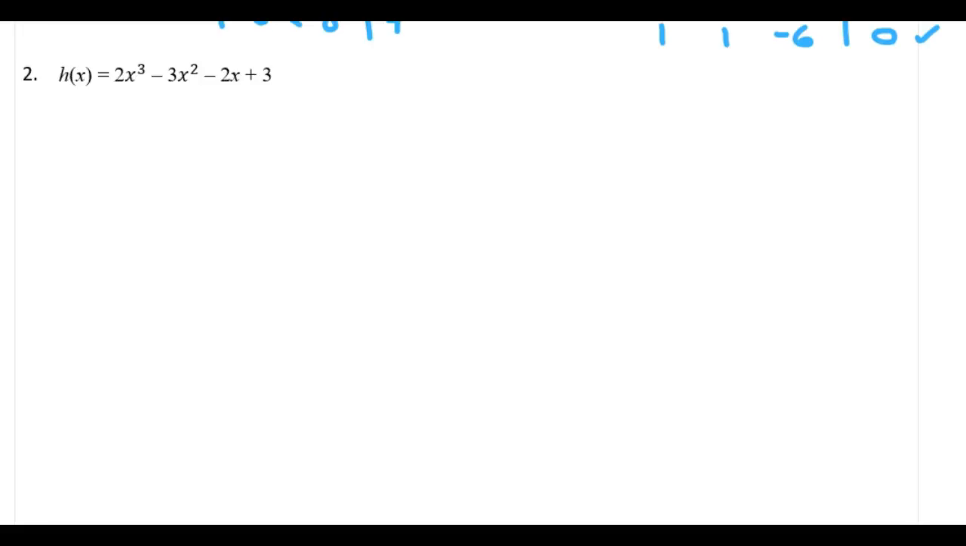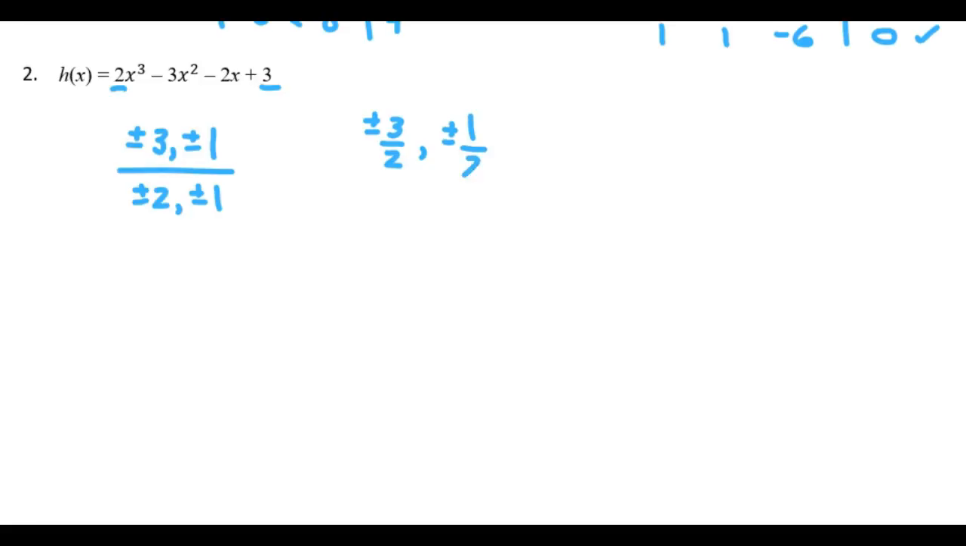Looking at a second example here, h of x, you'll notice that this time my leading coefficient is a 2, and my constant is a 3. So I'm going to have to take all of my factors of 3, so basically plus or minus 3 and plus or minus 1, over all of my factors of 2, so plus or minus 2 and plus or minus 1. So in the end, I'll have plus or minus 3 halves, plus or minus 1 half, plus or minus 3, and plus or minus 1.